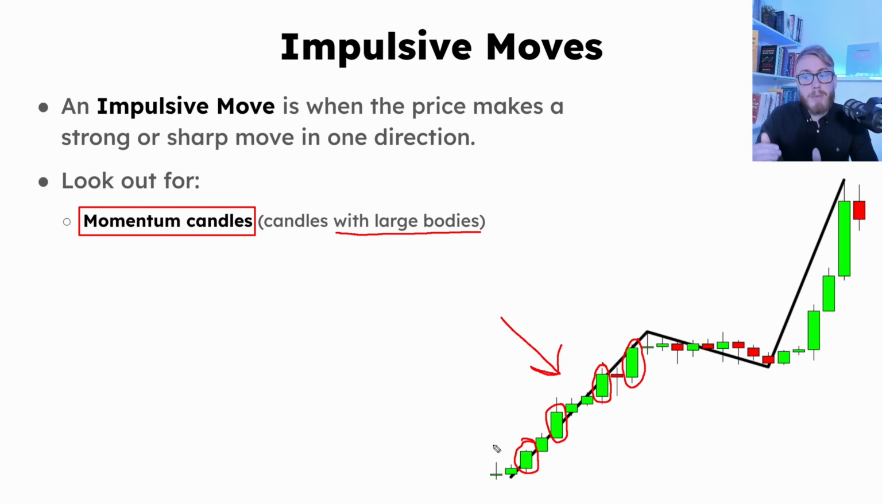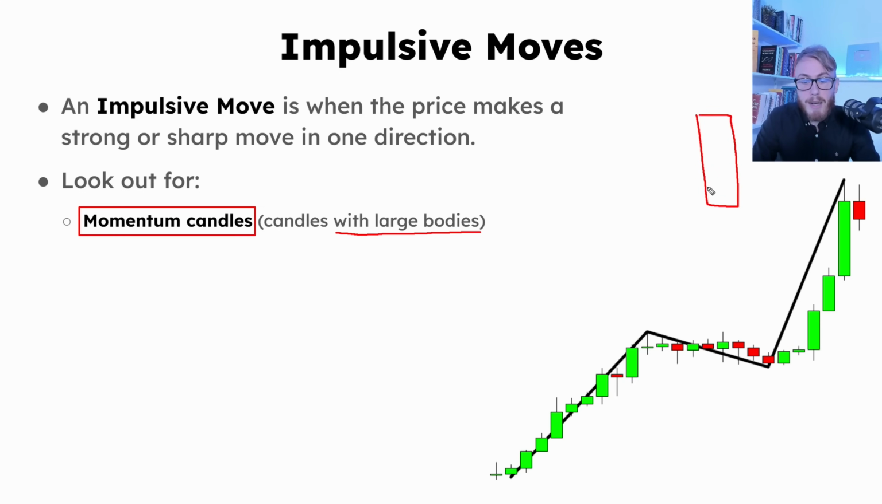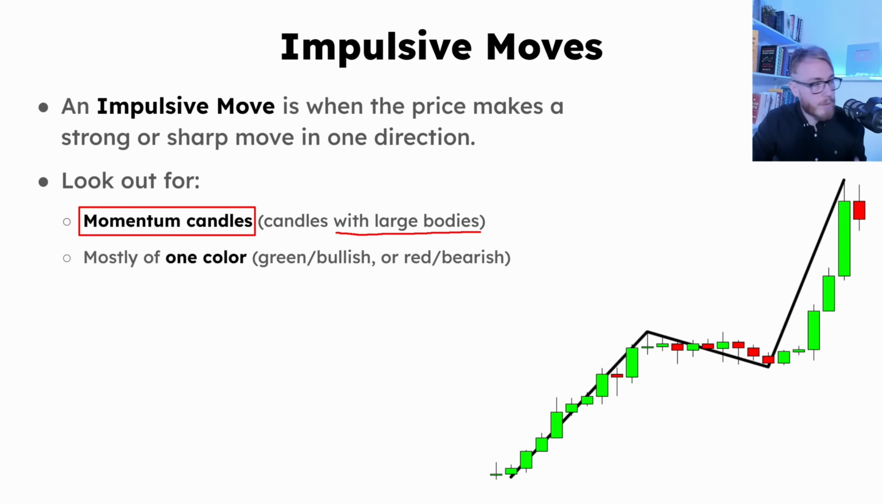But in order to determine if a body is large or not, we want to compare it with the previous bodies. What I usually do here is that in order for us to have a momentum candle, I want the candle to preferably be at least twice as large compared to the previous candles. The other thing I look out for when I look out for impulsive moves is that we want to see mostly candles of one color.